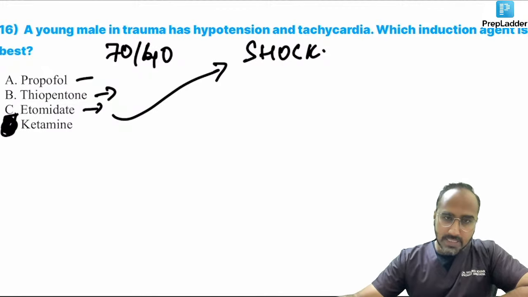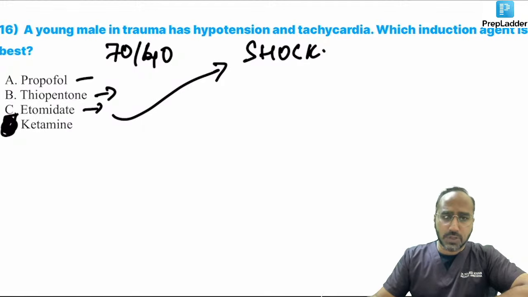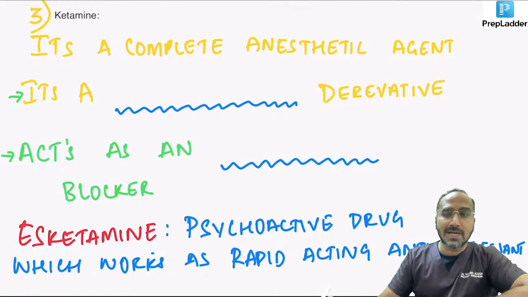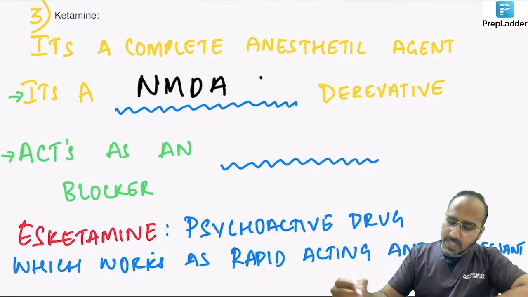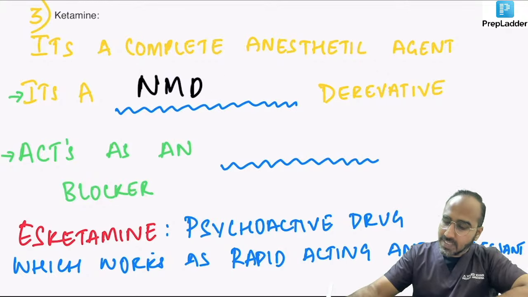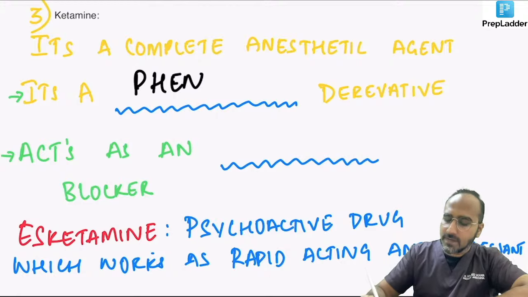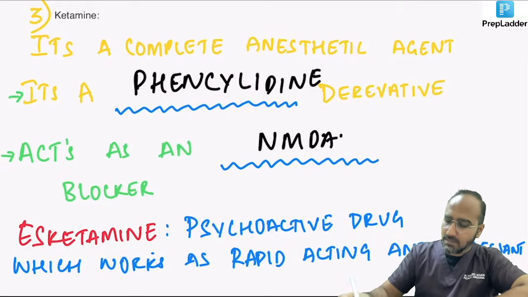Right. So guys, remember ketamine we were discussing, right? Ketamine is the IV induction agent of choice in shock. Now, regarding ketamine, what we need to remember is ketamine is a complete anesthetic agent which is an NMDA receptor blocker. Okay? So basically, we have to remember ketamine is a phencyclidine derivative, which is an NMDA receptor blocker.